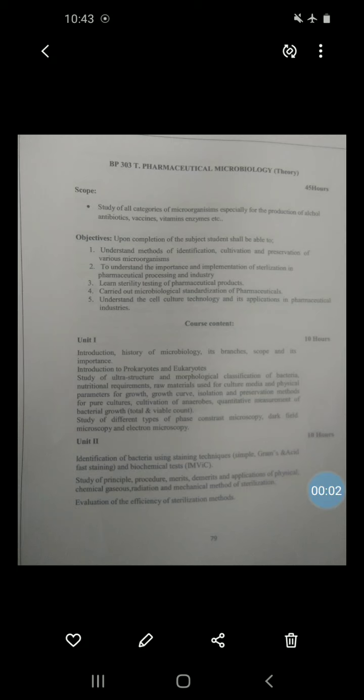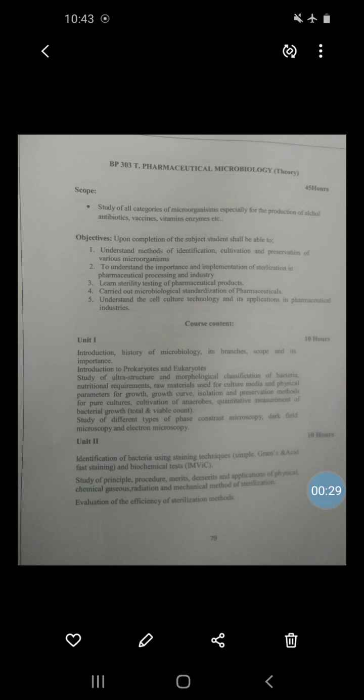Good afternoon, friends. In the last lecture, I discussed gaseous sterilization, in which various gases are used for sterilization, along with its merits and demerits. Today we will see the next topic, that is filtration sterilization, or the mechanical method of sterilization.